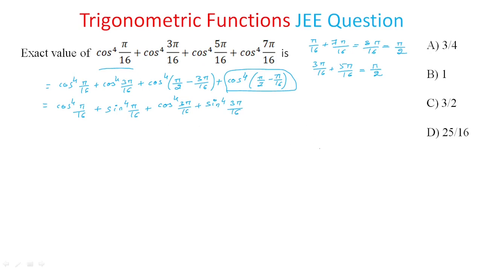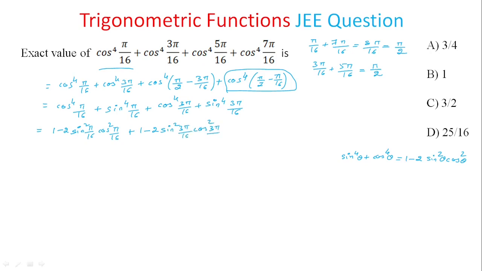Now, the terms are in the form sin⁴θ plus cos⁴θ. You remember, sin⁴θ plus cos⁴θ is equal to 1 minus 2 sin²θ cos²θ. With the help of this formula, this can be written as 1 minus 2 sin²(π/16) cos²(π/16) plus 1 minus 2 sin²(3π/16) cos²(3π/16).